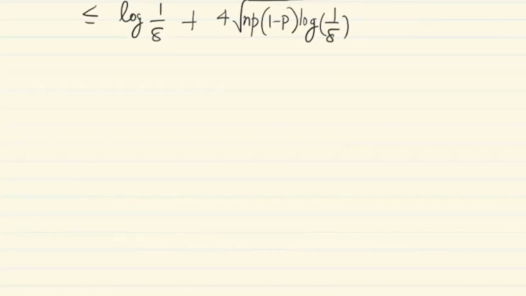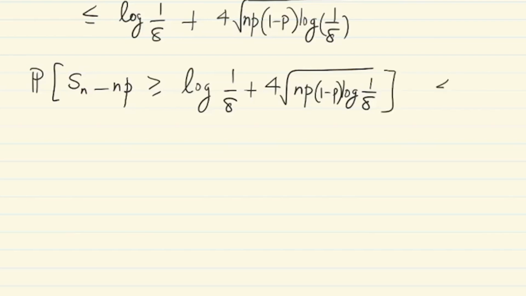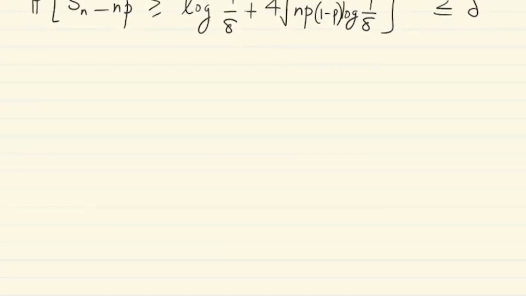So for small enough delta, this certainly holds. And so finally, you will get that the probability that Sn minus Np exceeds this number, which is log 1 by delta plus 4 square root of Np(1 minus p) log 1 by delta, this event occurs with small probability.